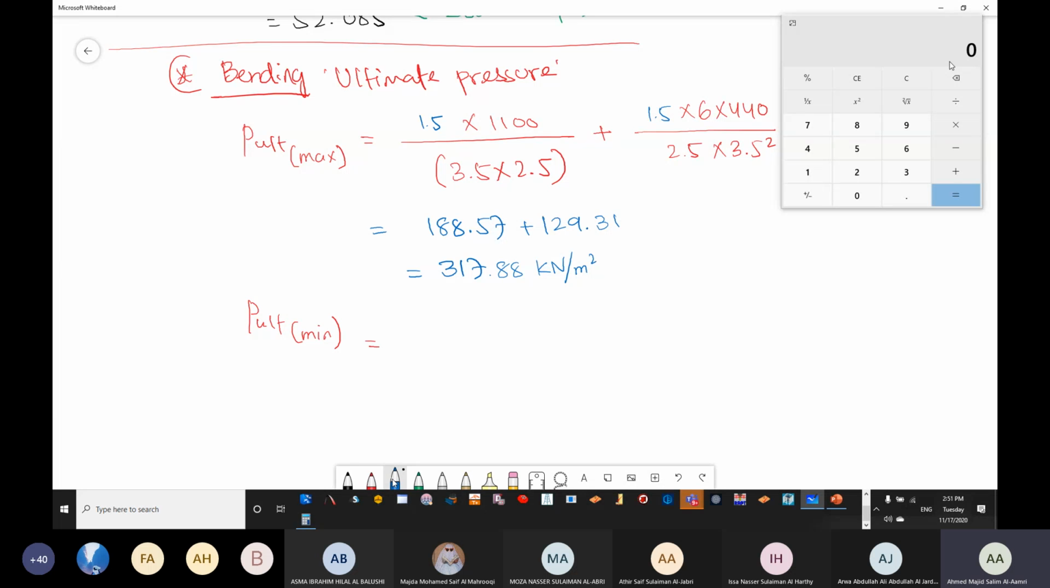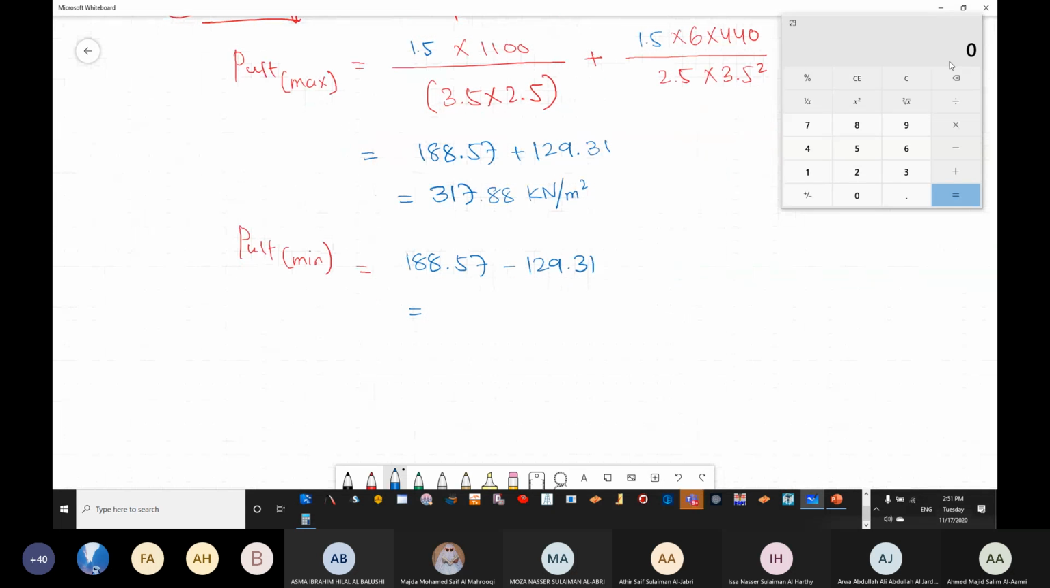For the minimum, it's going to be 188.57 minus 129.31, right? Do you agree? Which one of them? Which part?